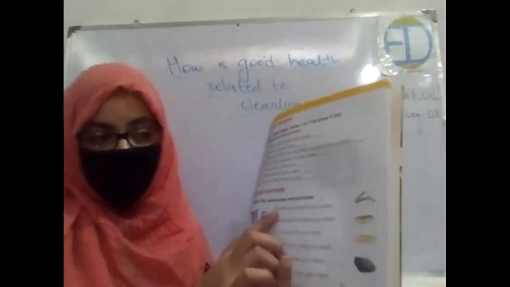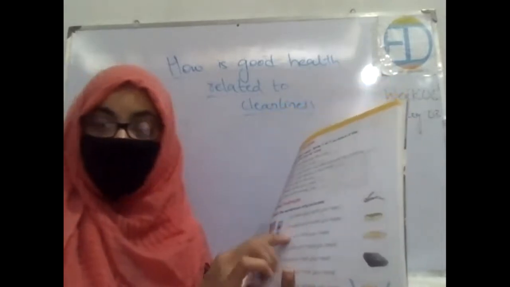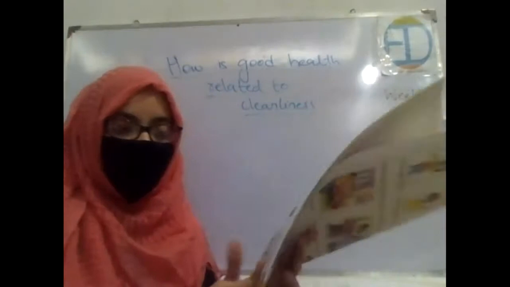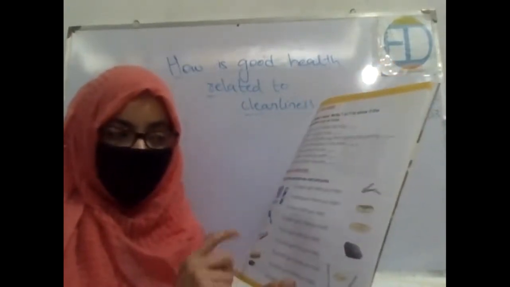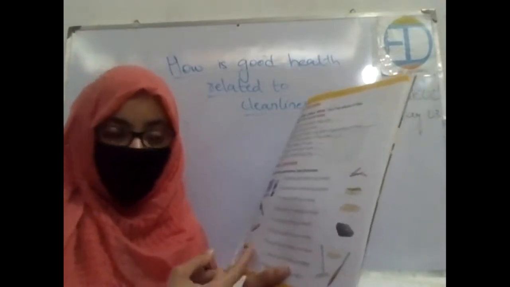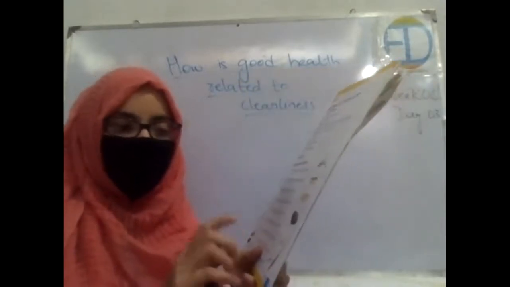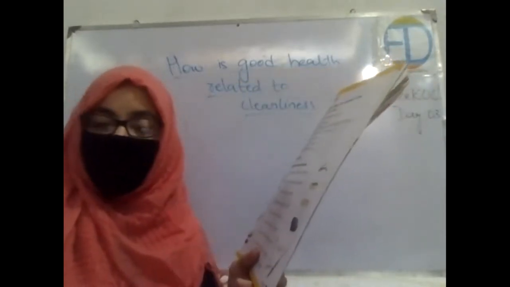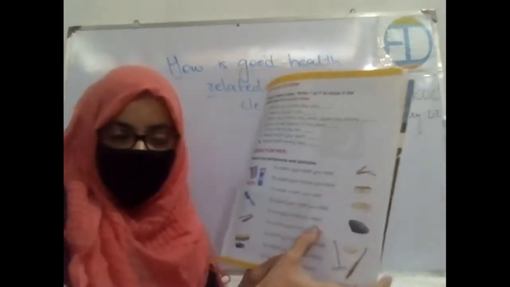The first says: to clean your teeth, you need. What is the thing that you need to clean your teeth? Is it a comb? No. Is it a shoe brush? No. Then it's a toothpaste and a brush, right? Okay. To cut your nails, you need. What do we need to cut our nails? It's a nail cutter. Okay, so match it with this statement.